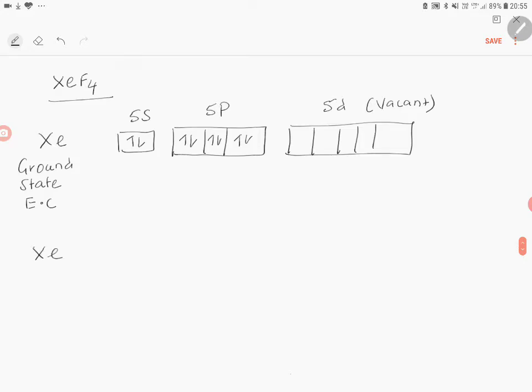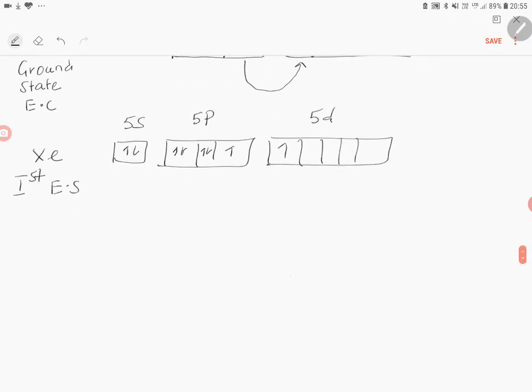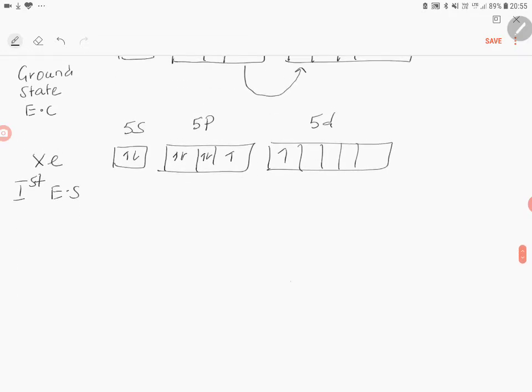First excited state, once again this is 5s. During the first excited state, one of the electrons from the 5p orbitals gets unpaired and goes to the 5d orbitals. Now you want 4 fluorines, so you need 4 unpaired electrons, but only 2 unpaired electrons are there. Go to the second excited state.